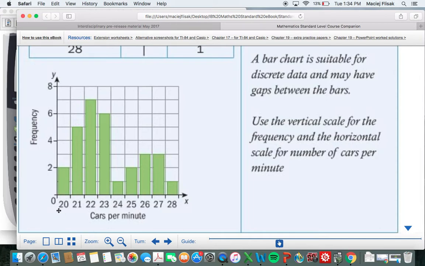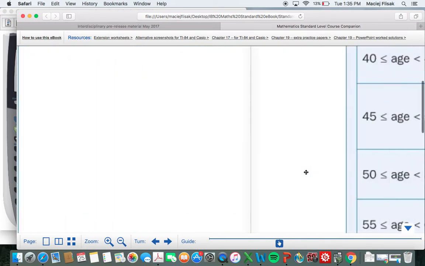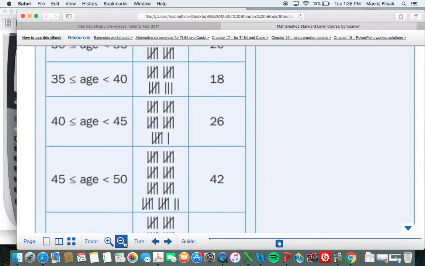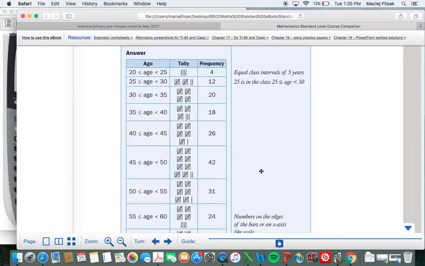So again, 20 cars in 1 minute he saw twice, in 2 different minutes. And then 5 times he saw 21 cars pass in 1 minute, and so on. That's a bar graph. It's for discrete data. Now let's look at another example that has continuous data, and this continuous data is going to be presented as a histogram.